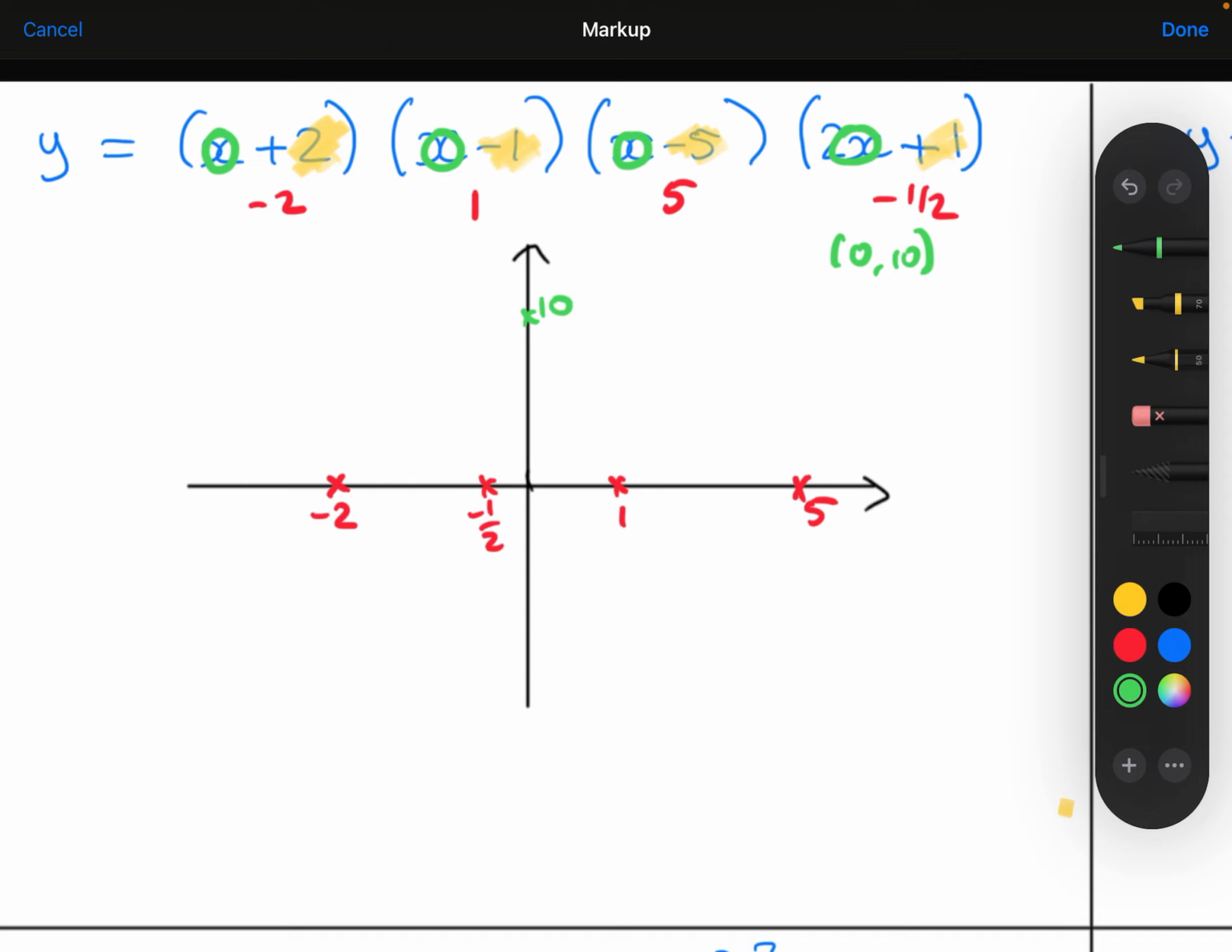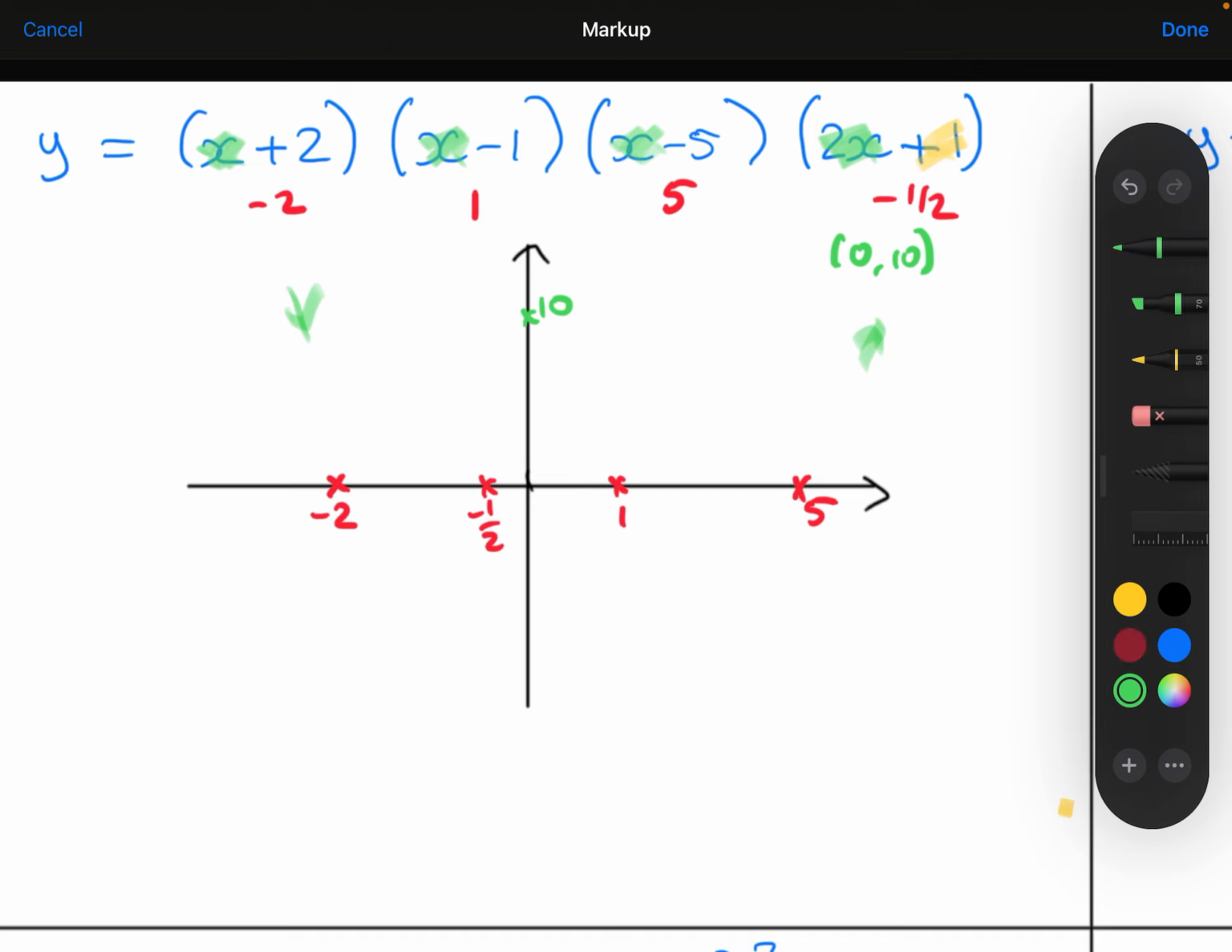The only other thing I need to think about is the direction of this graph. If I were to expand all of this out, I'd have x times x times x times 2x, and all of that would give me 2x to the power 4, so it'd be a positive. So that's telling me it's going to start by going down and end by going up.